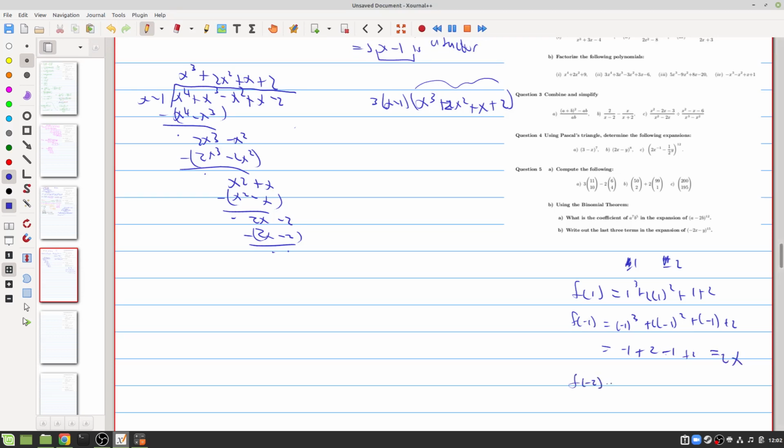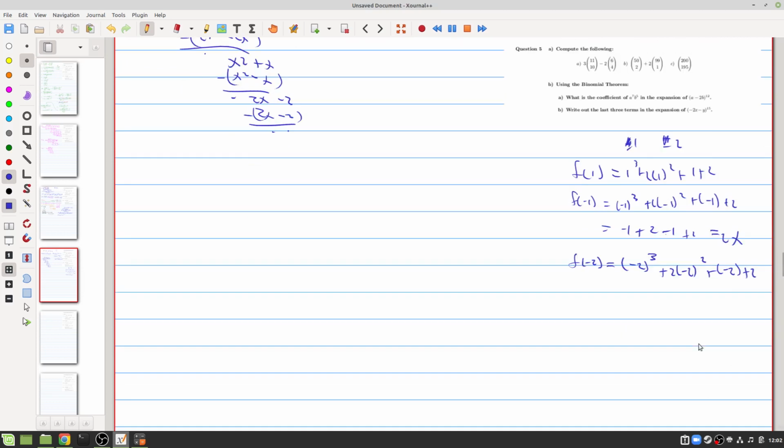What about f of negative 2? Then we get negative 2 cubed, not squared, cubed, plus 2 times negative 2 squared, plus negative 2 plus 2. Okay, this one is going to work, because here we've got negative 8. Here we've got 4 times 2 is 8. We've got negative 2, and then we've got plus 2. So negative 8 plus 8 is 0, minus 2 is negative 2, plus 2 is 0. So that works, which means that x plus 2 is a factor.